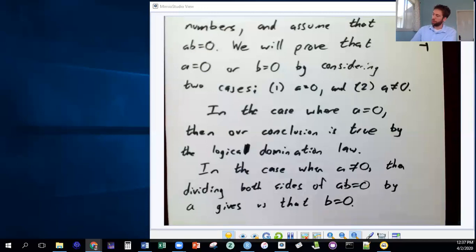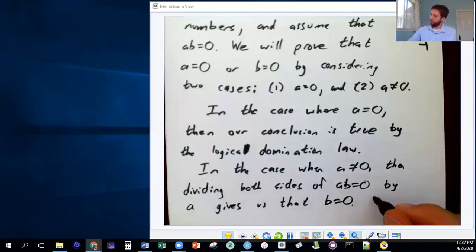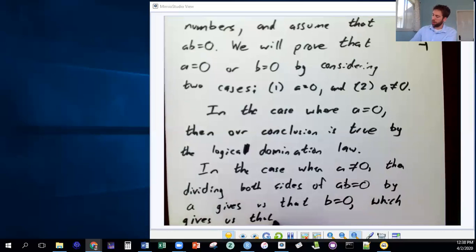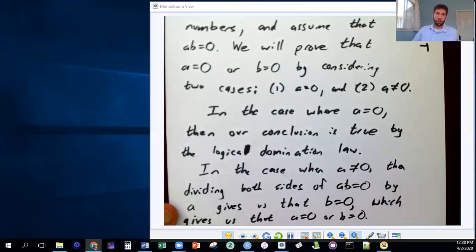Okay. Thus the conclusion is proven. So maybe I'll just change this period into a comma, which gives us that A equals 0 or B equals 0. Right, so if this is true, then that follows by the logical domination law. Since both cases are proven, the conclusion is true. It's a good way to wrap it up.